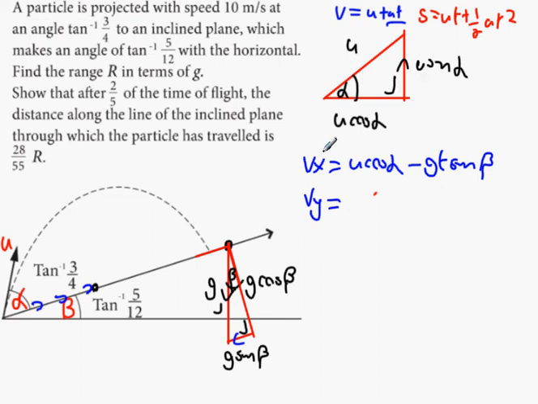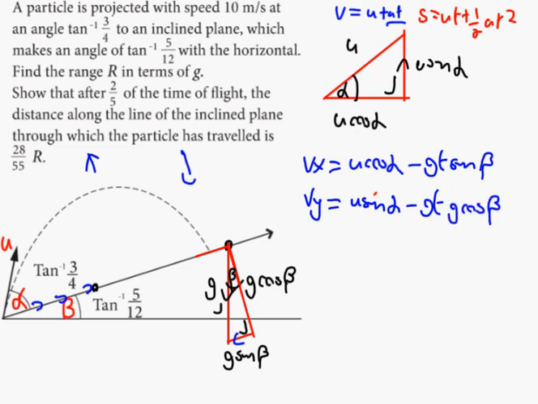V y, we're looking at what's going directly up from the plane. Perpendicular to the plane is u sin alpha. And then minus gt. And what's going straight down into the plane? What part of gravity is going straight down into the plane? The answer's in here. g cos beta.